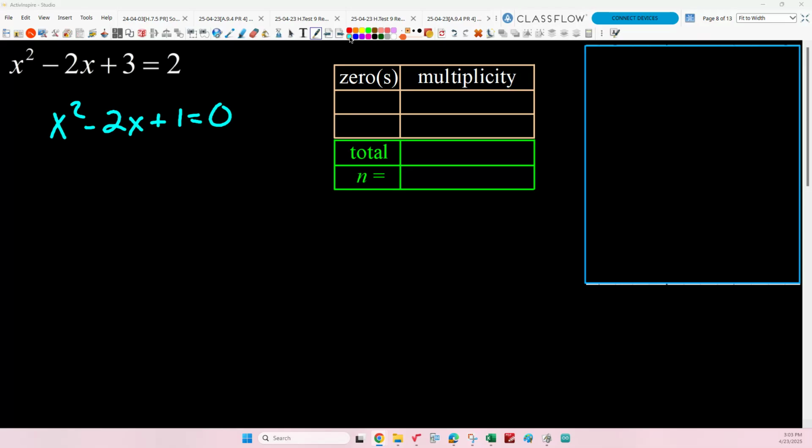Do magic numbers work? Yeah, what would they be? -1. So x minus 1, x minus 1 equals 0. How can I rewrite that? x minus 1 squared.